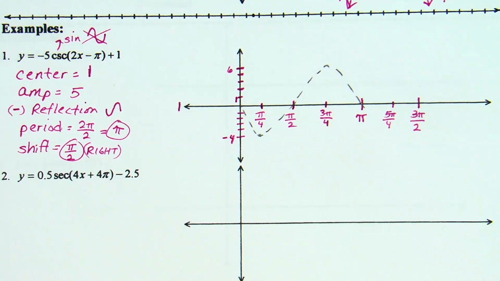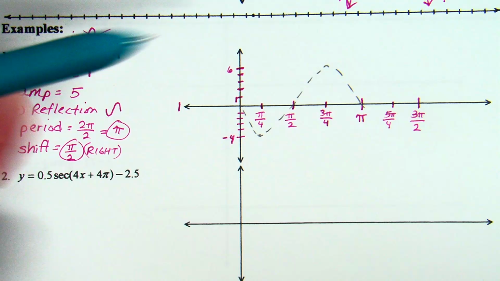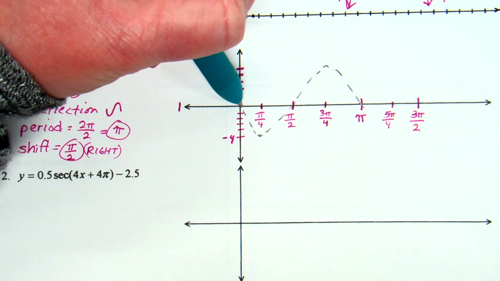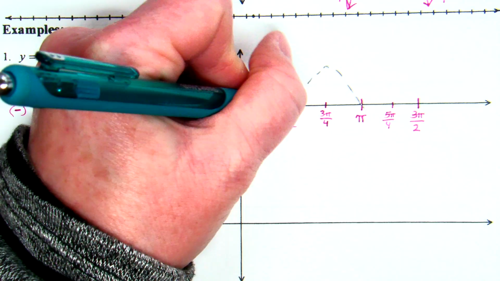Now, before I make this official, what do we have to do with this whole graph? Okay, phase shift it to the right, which means right pi over 2. Instead of starting at 0, how far do I move? Pi over 2, which is 2 tick marks, or to the one labeled pi over 2.